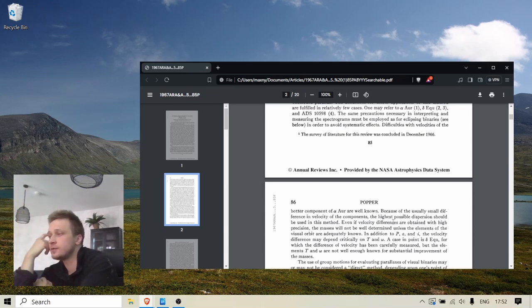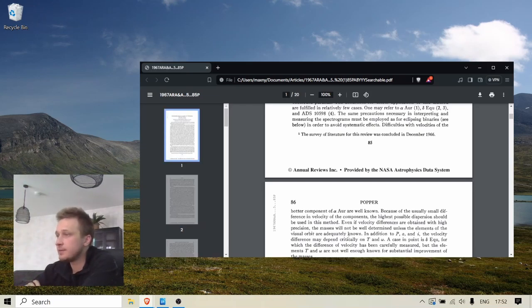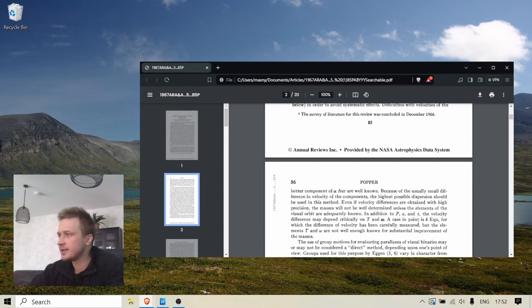In addition to the period, okay, the semi-major axis, lowercase a, the inclination, the velocity difference may depend critically on the period, and omega, the radial velocity. A case in point is delta EQ, for which the difference of velocity has been carefully measured, but the elements, the period and the radial velocity are not well known enough for a substantial improvement of the masses. Okay, what is P?